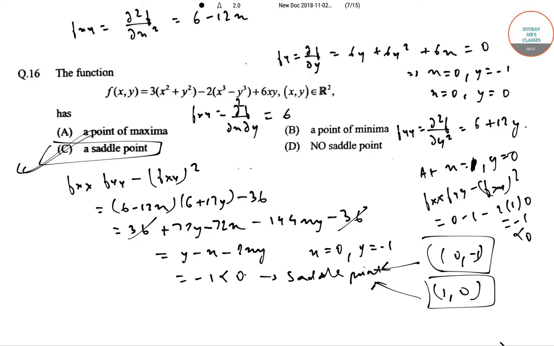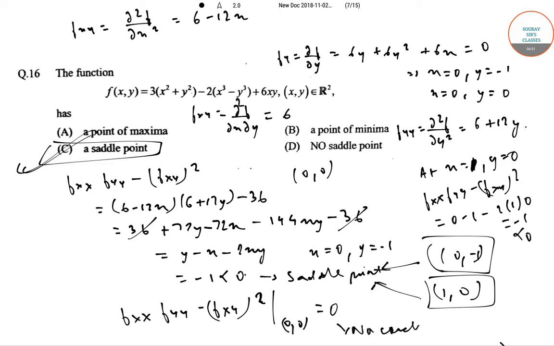And at the other point, that is 0 comma 0, the value of fxx fyy minus fxy squared at 0 comma 0 is equal to 0, so no conclusion can be drawn. So we have two saddle points, so the function has a saddle point.